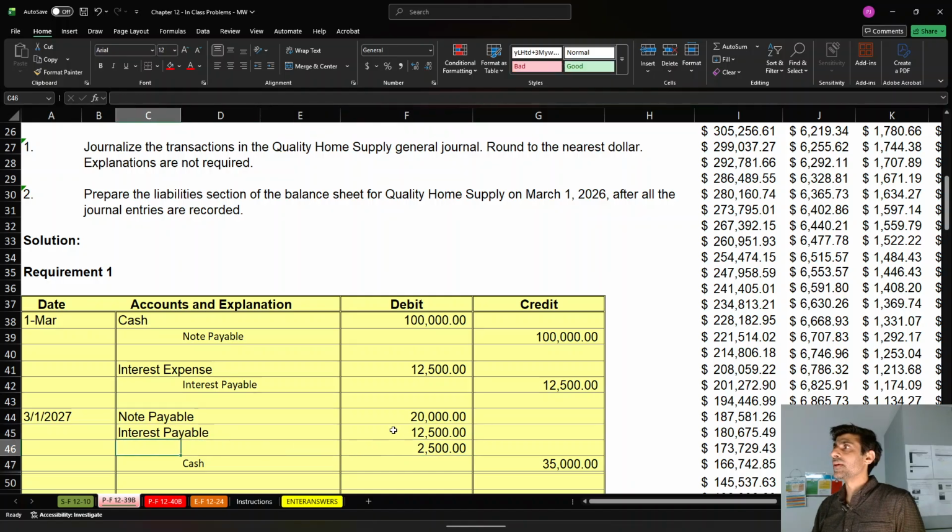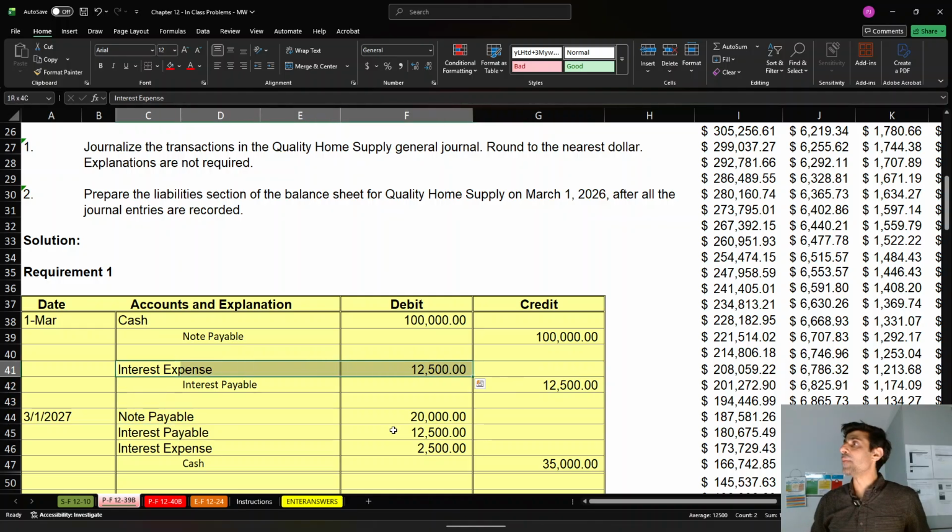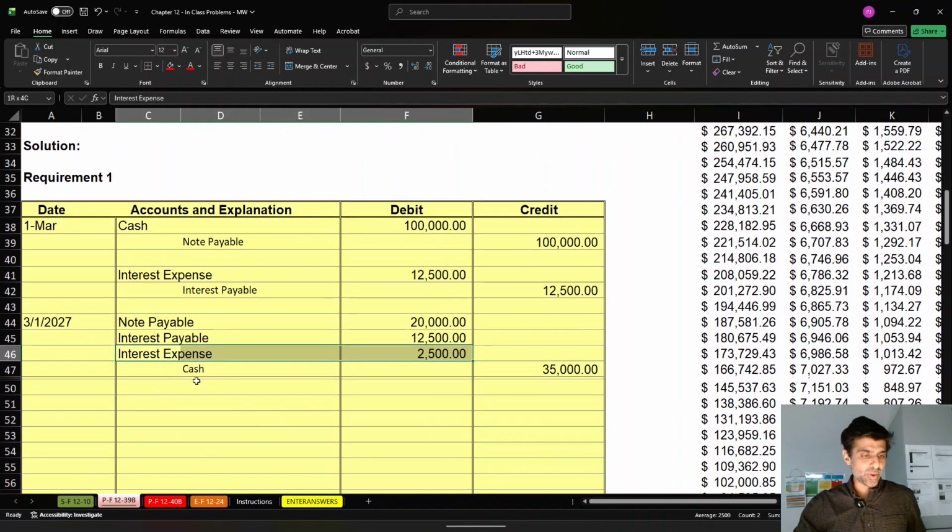So what is this going to be? Interest expense, exactly. So remember we took this interest expense for the 10 months in 2026, and this is for the 2 months in 2027. Okay, so now the interest expense is split up correctly between the two periods. Is everyone good with that? We've seen this now many times, I think. Okay, so now let's move on to the mortgage.